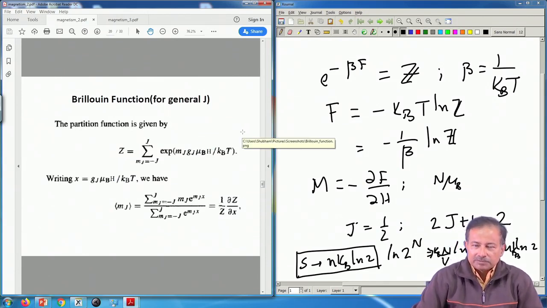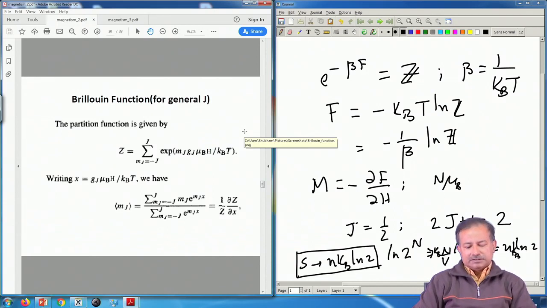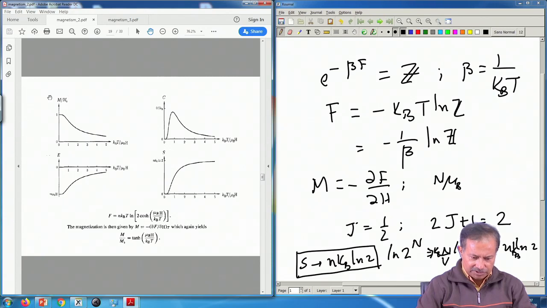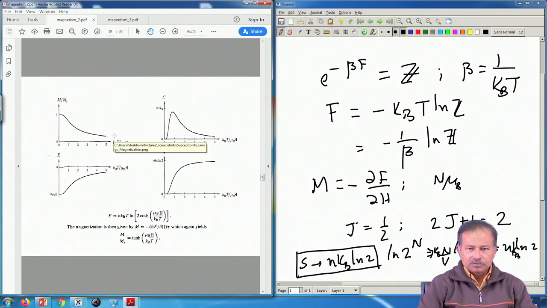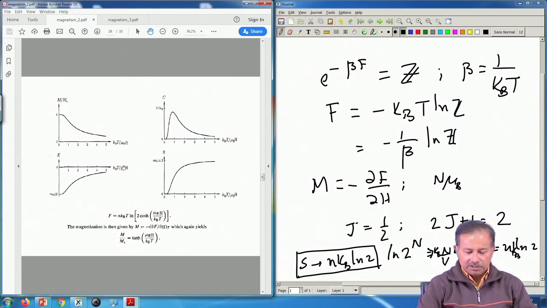Now, the calculation can be extended, and let me just once more tell you what is happening here. For a spin half system or J equal to half system, which is like L equal to 0, S equal to half, the magnetization goes to 0 at high temperature, and energy is minus n mu B H at 0 temperature, and then goes towards 0 at high temperature, and so energy increases. It starts from a large negative value and it increases towards 0.